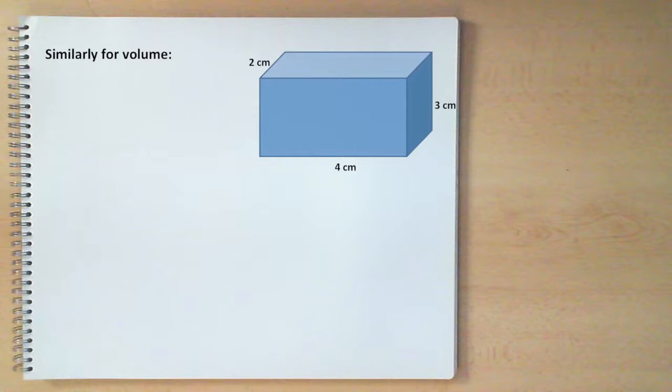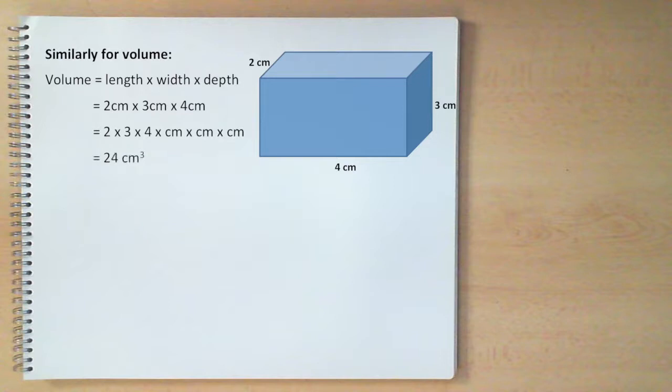We can look at the same kind of example for volume. Here's a cuboid. The volume of a cuboid is the length times the width times the depth. So in this case, we have 2 centimeters times 3 centimeters times 4 centimeters, which is 2 times 3 times 4 times centimeters times centimeters times centimeters, and that gives us 24 centimeters cubed. Again, it's the cubed index on the centimeters that tells us that this is a volume value.